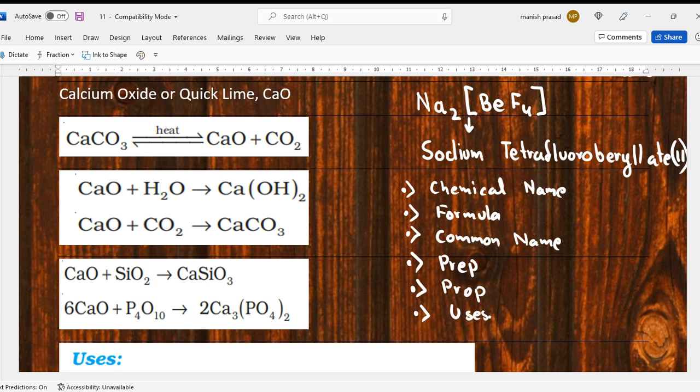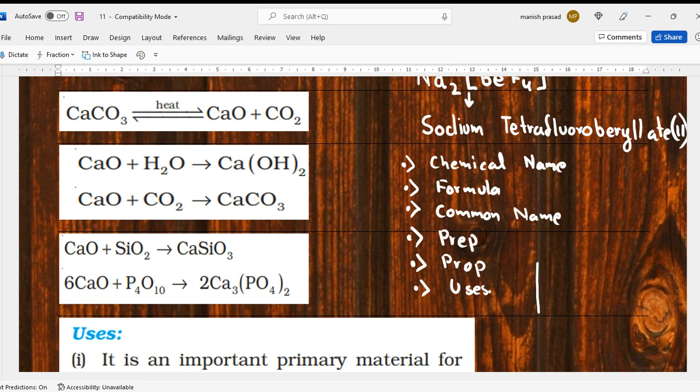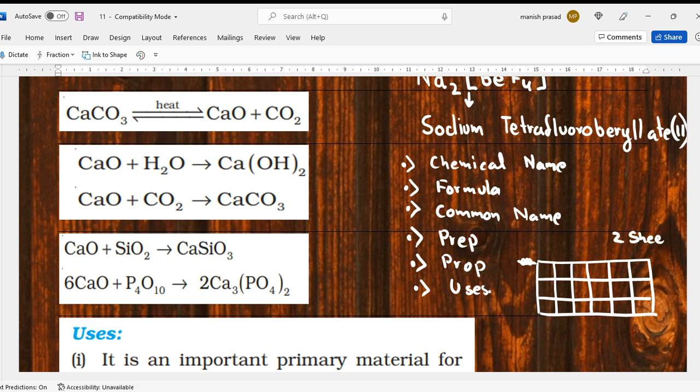My request to all of y'all, if you want to make your life easy during the exam: take an A4 sheet, a chart paper, or an A3 sheet, whatever, and make a table like this. Write the name of the compound here. You have the chemical name, the chemical formula, the common name, the preparation, the properties, and the uses. If you make this for every compound of s1 and s2, you will need at most two sheets. Just imagine how easy it will be for you to learn.